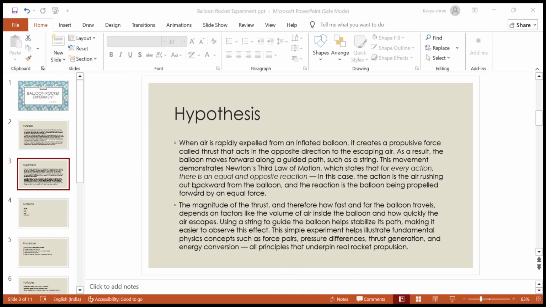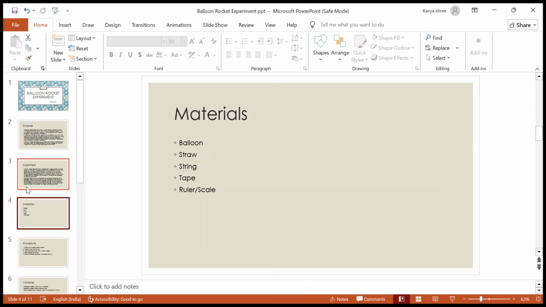The speed and distance the balloon travels depends on the volume of air in the balloon and how quickly the air escapes. The string helps to stabilize the path for easier observation. And now let's move on to the materials, which are a balloon, a straw, some string, some tape, and a ruler or scale. This word is based on region.